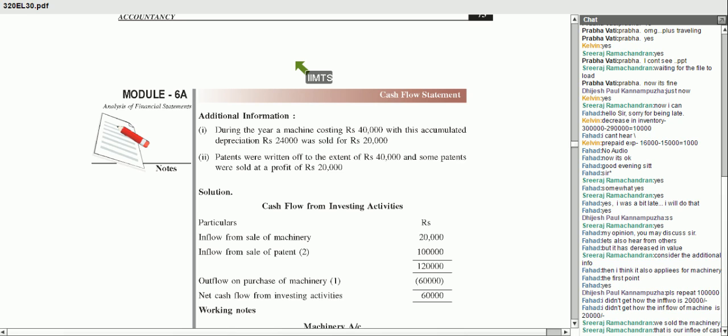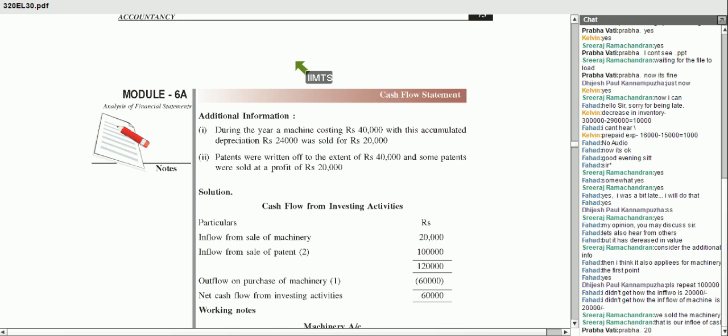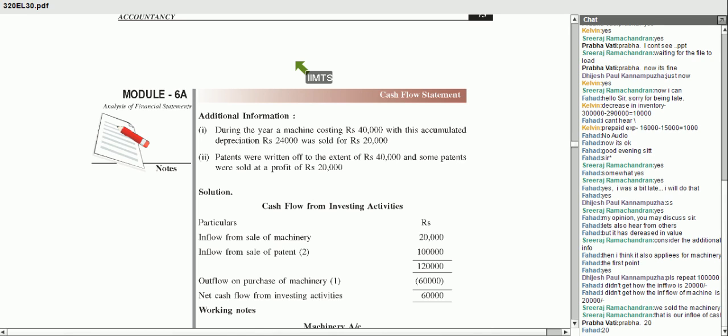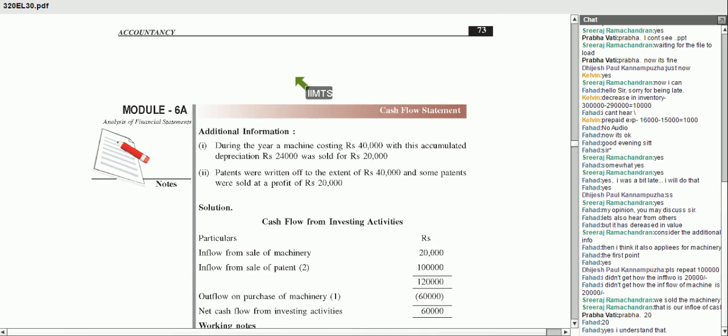I bought a pen for 100 rupees. I keep it for 1 year, and then I wish to sell it for 120 rupees. How much profit am I making? 20 rupees, right? That 20 rupees is my inflow. It means it is flowing towards me or flowing in my account. In the same way, you can see this.